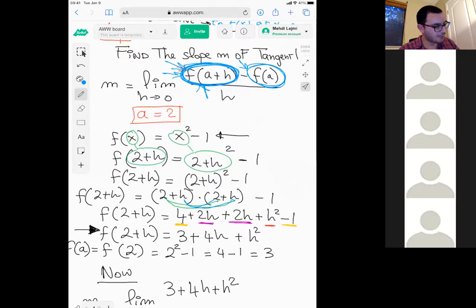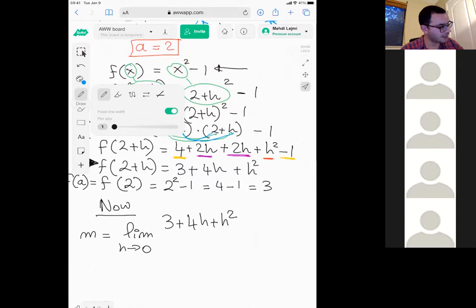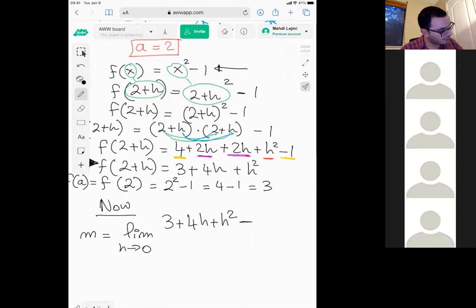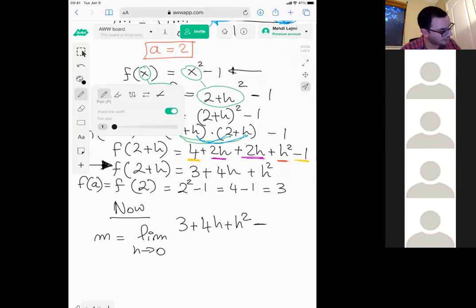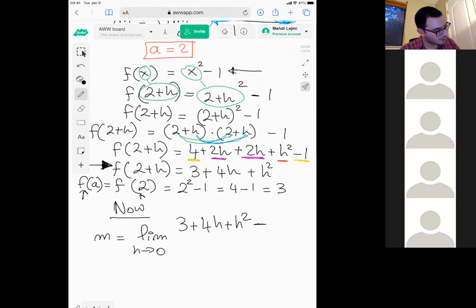Now next, we need minus f of a, or f of 2. My a is 2, so minus f of a is f of 2, which is 3. So here it's minus 3, and the whole thing, of course, divided by h. So this would be the slope of my tangent line. Again, the tangent line passes through the point 2, f of 2, which is 3, at the point (2, 3).